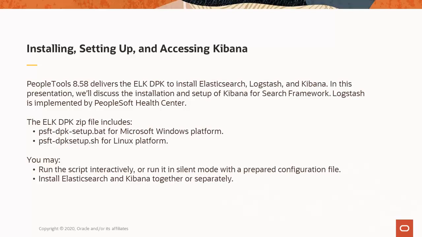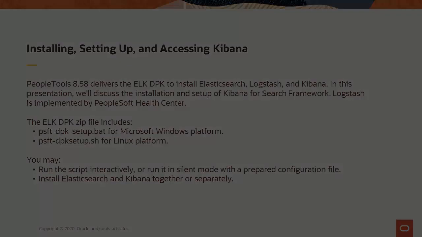The ELK DPK zip file includes a setup script for the Microsoft Windows platform and a setup script for the Linux platform. You can run the script interactively or run it in silent mode with a prepared configuration file. The DPK gives you the option to install Elasticsearch 7 and Kibana 7 together or separately. You would install Kibana separately in a scenario where you have already installed Elasticsearch 7. In this case, you can skip the installation of Elasticsearch 7 and install only Kibana 7.